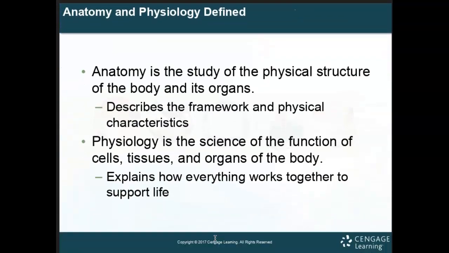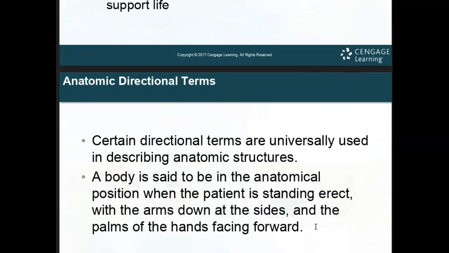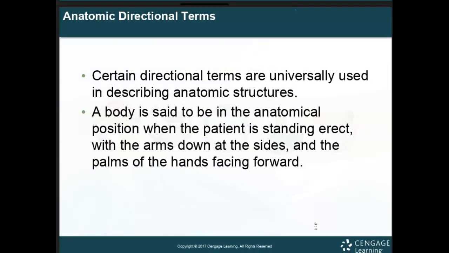So anatomy and physiology defined again. Anatomy is the study of the physical structure of the body and its organs. It describes the framework and physical characteristics, whereas physiology is the science of the function of cells, tissues, and organs of the body. It explains how everything works together to support life. And anatomical direction terms, we talked about these. We're going to go over them again just for learning purposes.